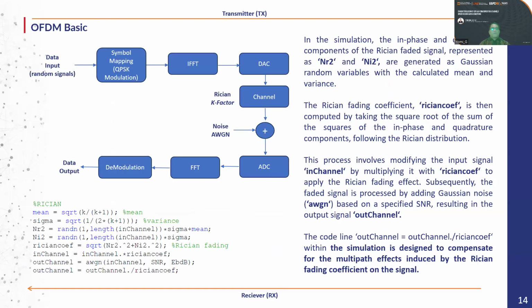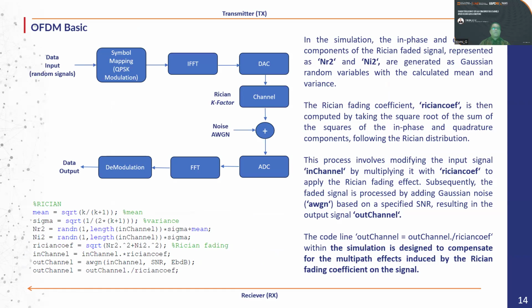And next, performance testing was conducted using the basic OFDM scheme. We involve only the modulation, and the FFT and IFFT process, on the transmitter and receiver side. The channel model used is Rician with a fixed K-factor combined with additive white Gaussian noise.